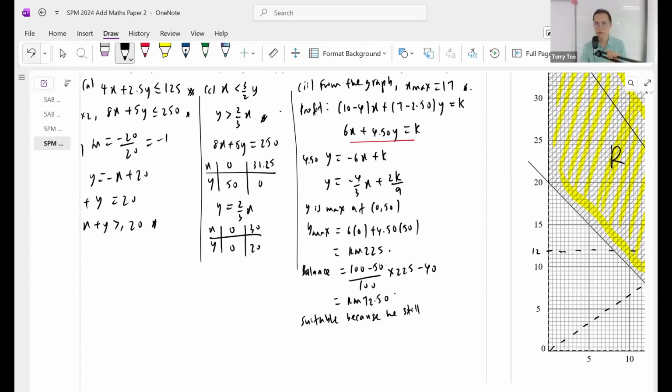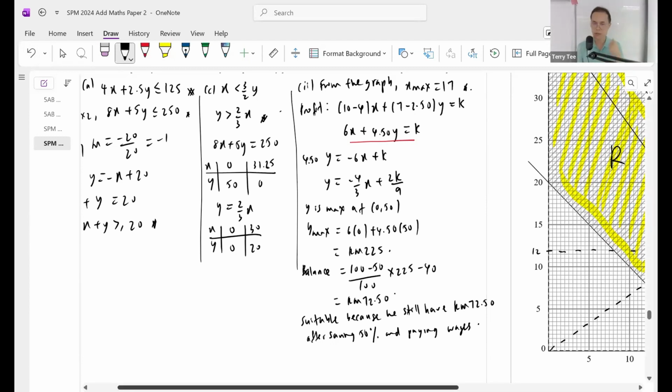He still has RM 72.50 after saving 50% and paying wages. So after he paid the wages and saved his money, he still got 72.50. It's a good deal, right?